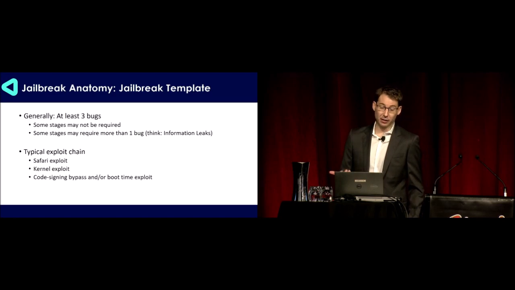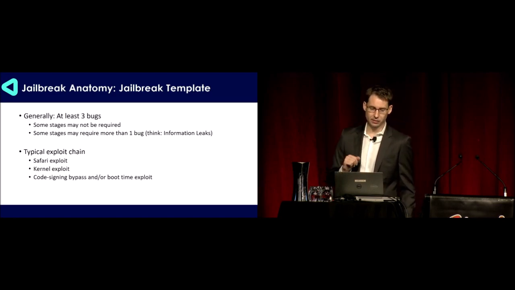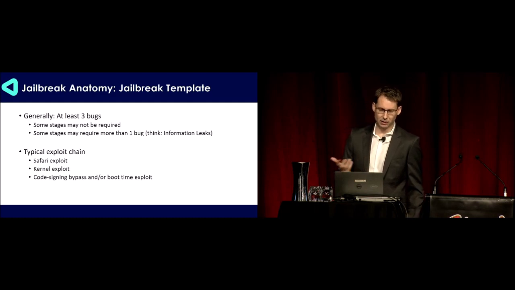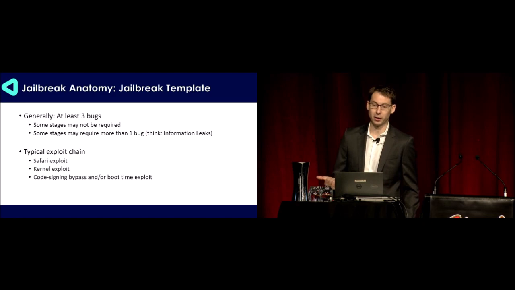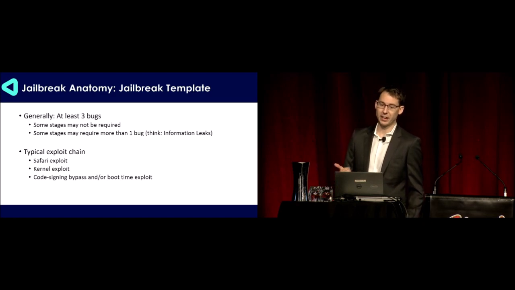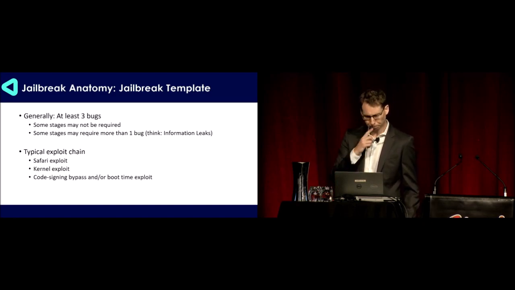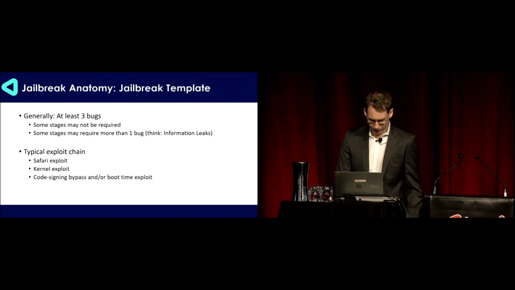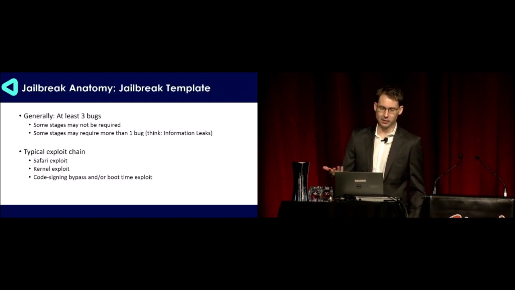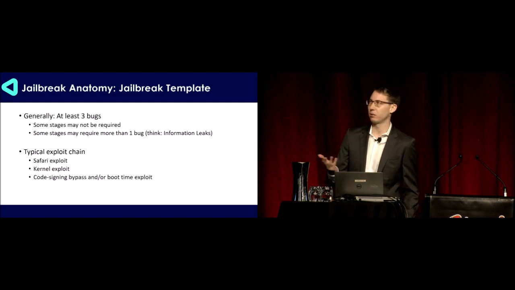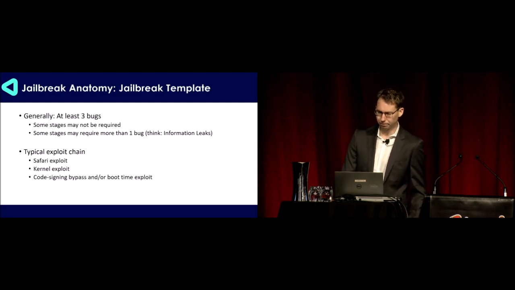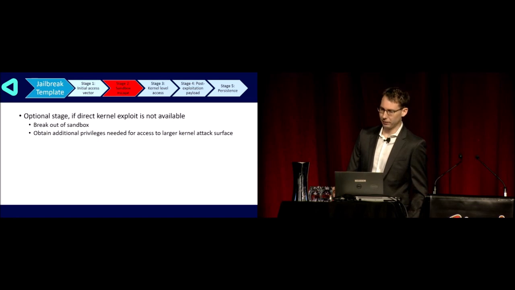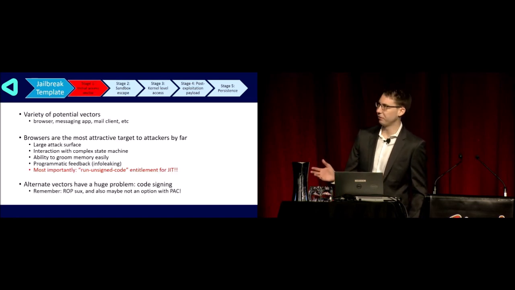Each chain of a web-based jailbreak is generally about three bugs. Some stages may not be required, but often stages require more than one bug. In particular, information leaking is often a separate bug. But typically, you'll have a Safari exploit, you'll have a kernel exploit, and either a code signing bypass or some kind of boot time exploit. Sorry, I don't know why PowerPoint keeps running ahead of me.